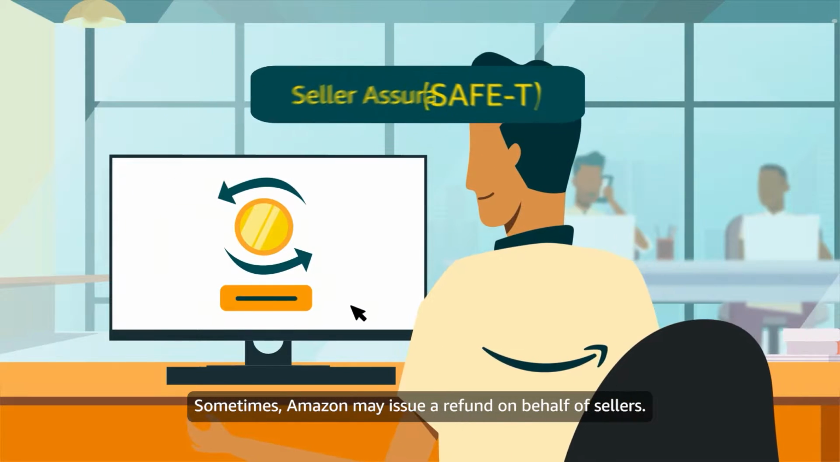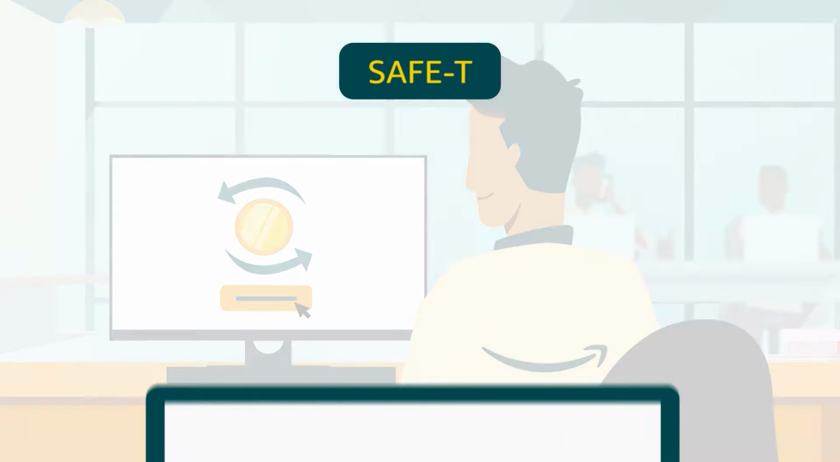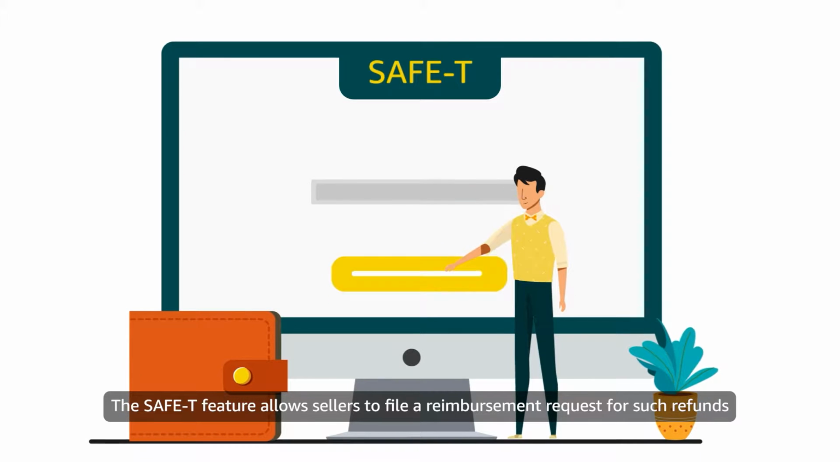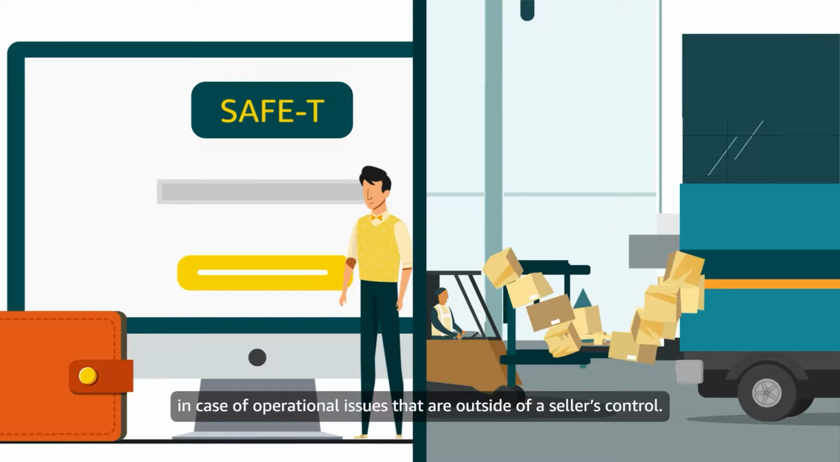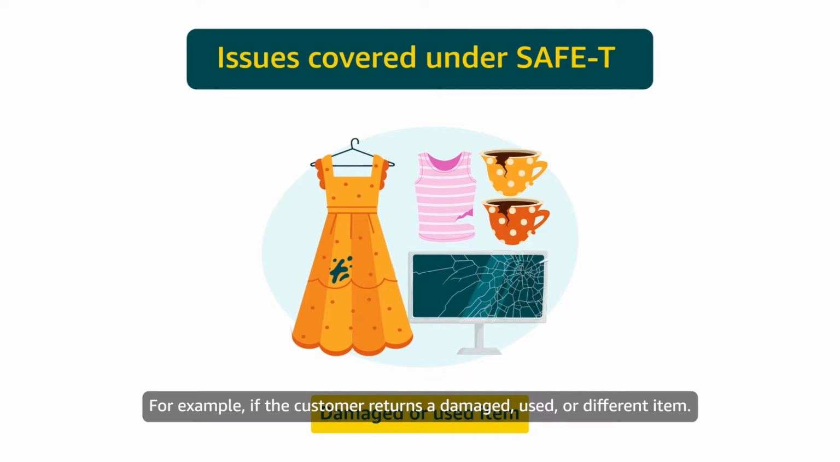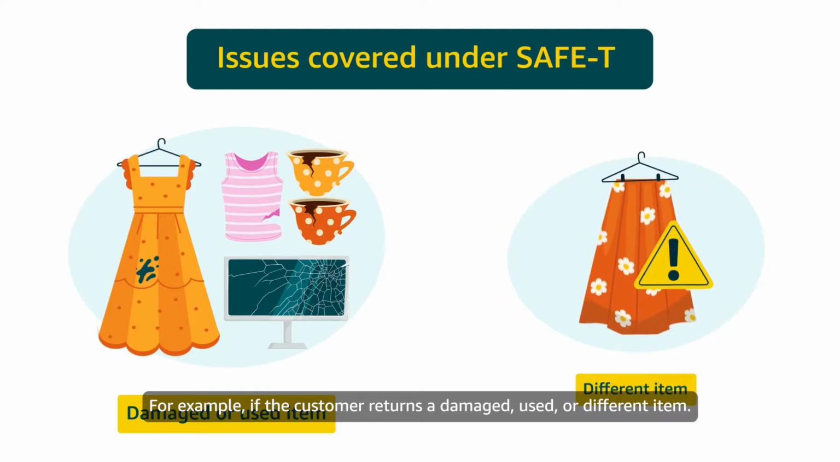Sometimes Amazon may issue a refund on behalf of sellers. The SAFE-T feature allows sellers to file a reimbursement request for such refunds in case of operational issues that are outside of a seller's control. For example, if the customer returns a damaged, used, or different item.